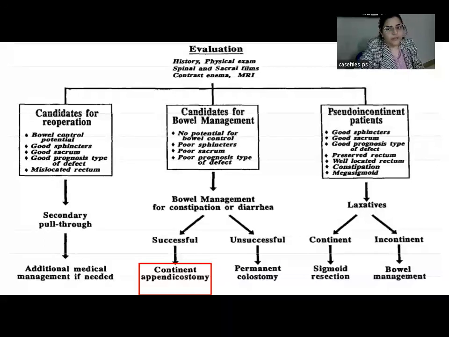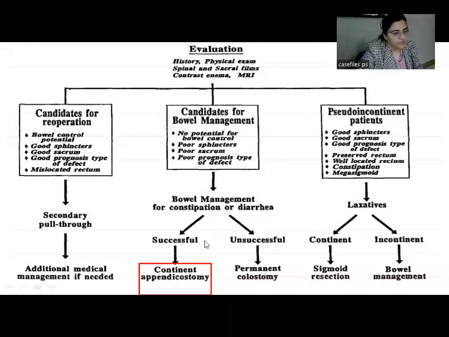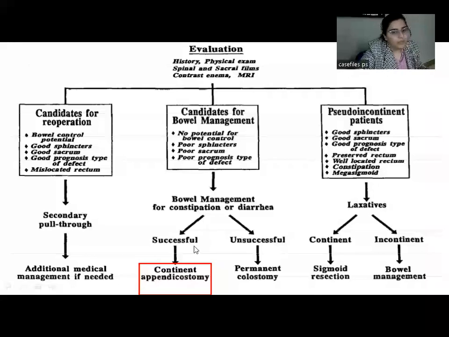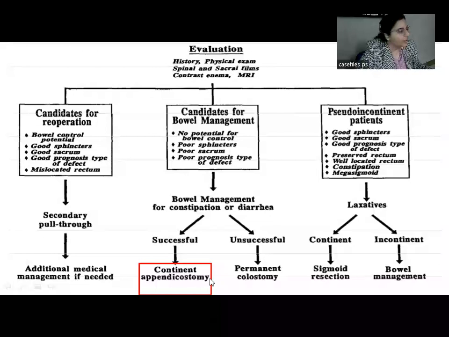The second group of patients would be patients who can be dealt with bowel management. These patients had a poor sphincter mechanism, they had poor sacrum, they had poor bowel control, and then we start these patients on this bowel management protocol for constipation or diarrhea. If these patients improve post this, then as the child grows, we can consider them as candidates for continent appendectomy or the MACE procedure. And in patients in which this was unsuccessful, these patients might require a permanent colostomy.